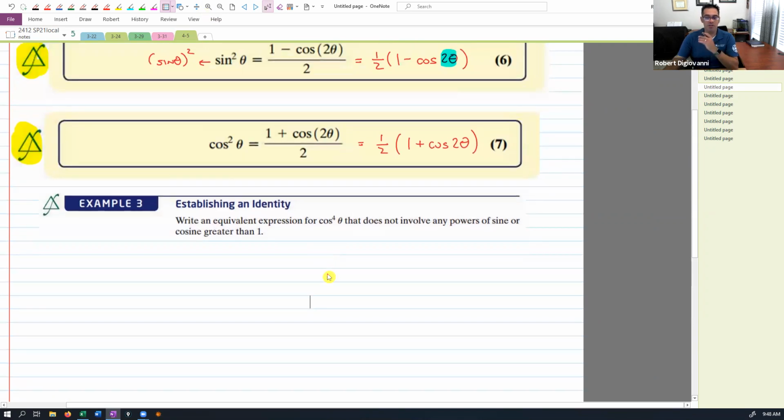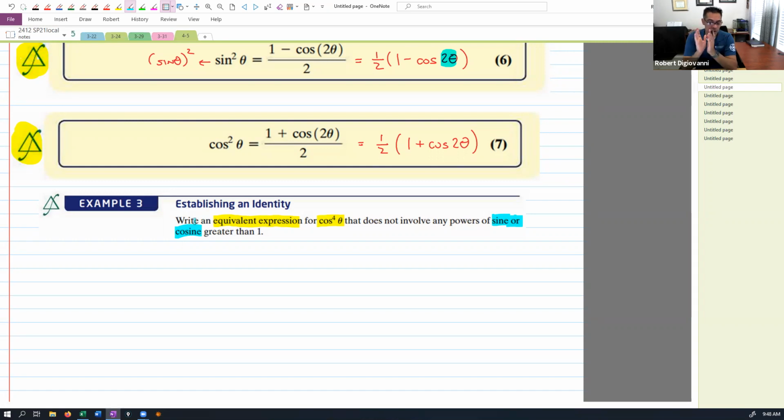All right, so the instructions here. Write an equivalent expression for cosine to the 4th power of theta that does not involve any powers of sine or cosine greater than 1. So we start out with cosine raised to the 4th power, and we want a final answer that can have sine or cosine in it, but the power on those sines or cosines cannot be greater than 1. All right, you ready?